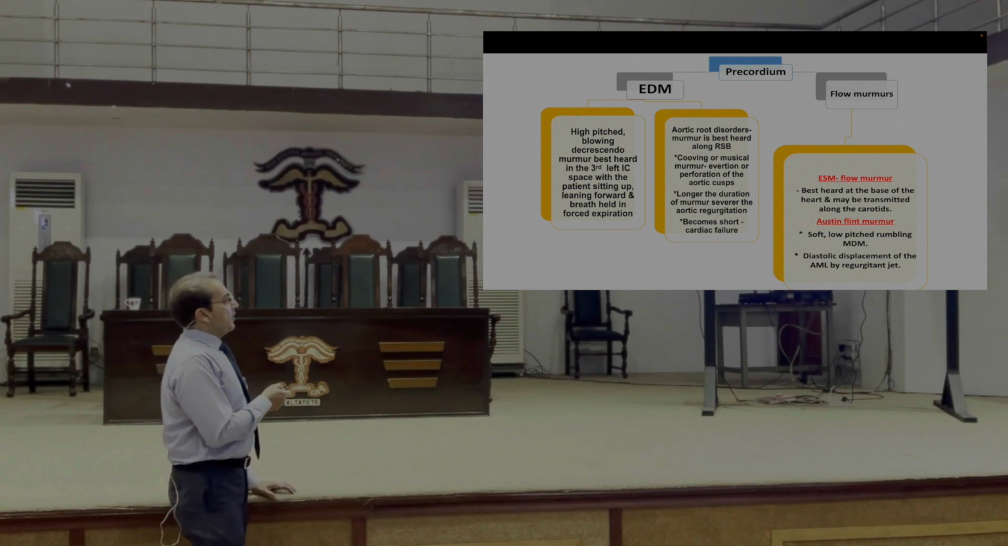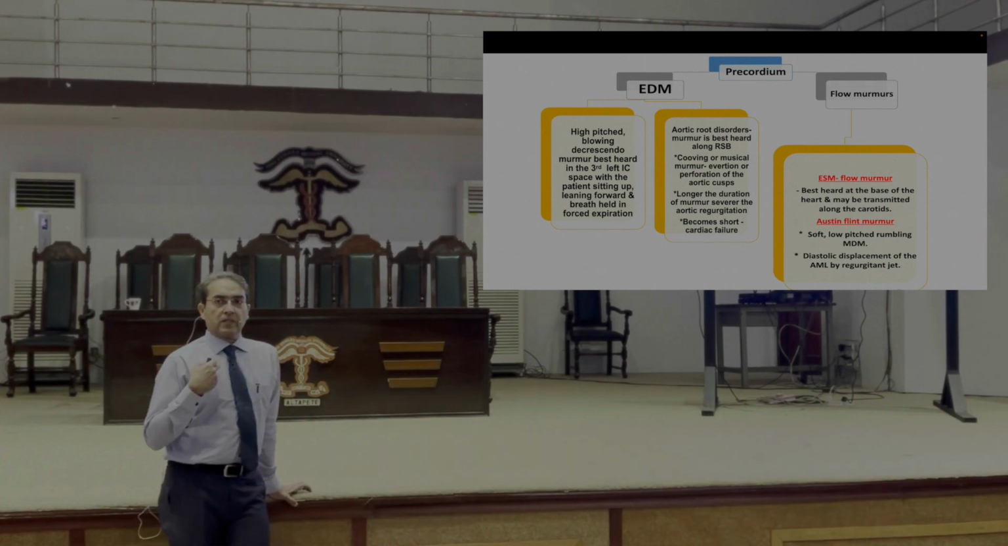Aortic root disorder murmur is heard along the right sternal border. It's heard here.